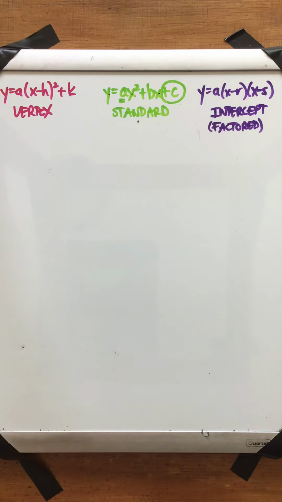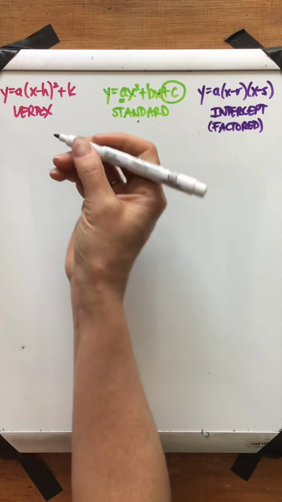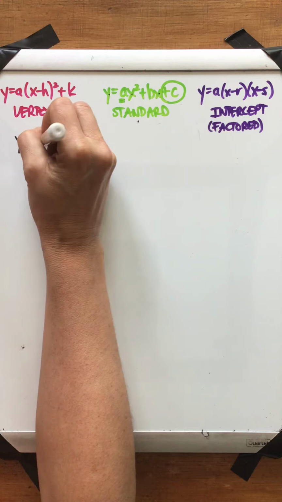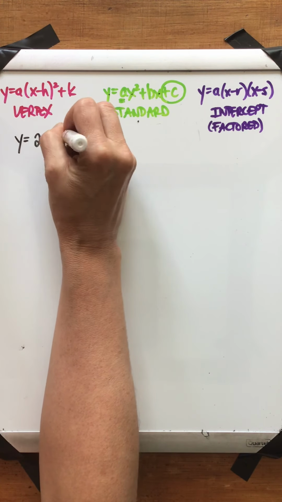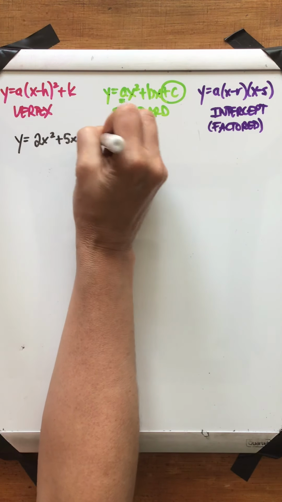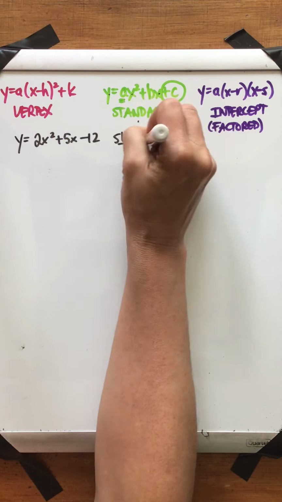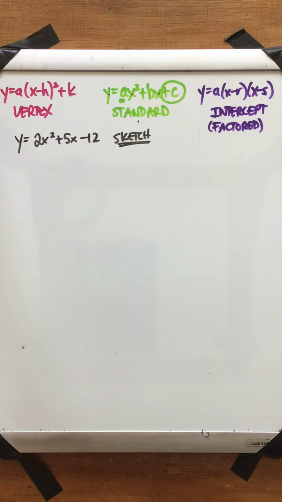So let's say that you are given an equation of y equals 2x squared plus 5x minus 12, and you're asked to sketch it. So sketch it means you want to show as many of its key features as you can, but it doesn't have to be done on graph paper. It can just be drawn and important points can be labeled.